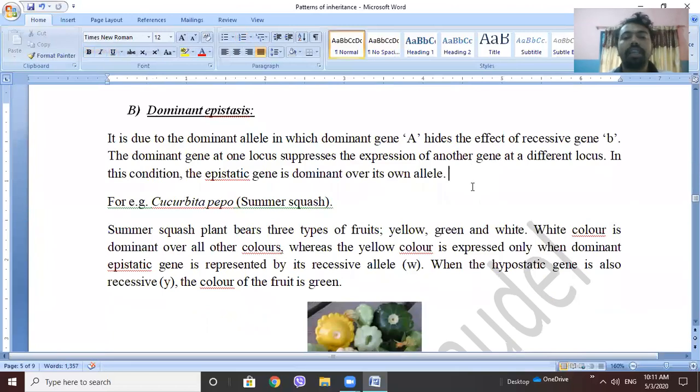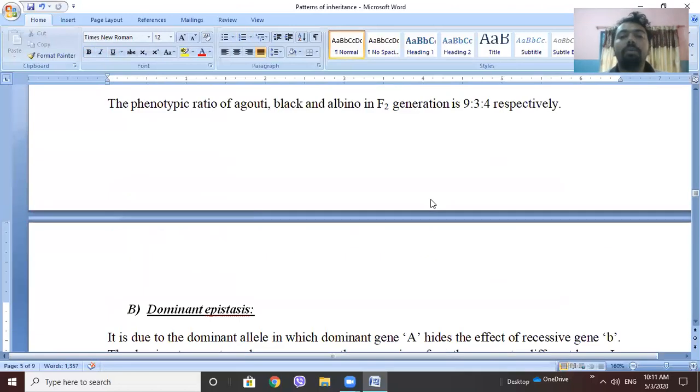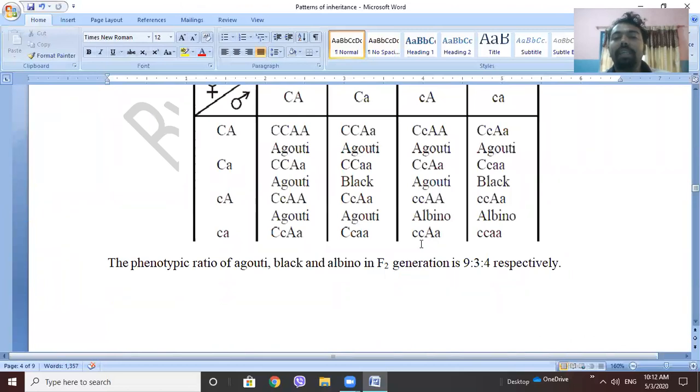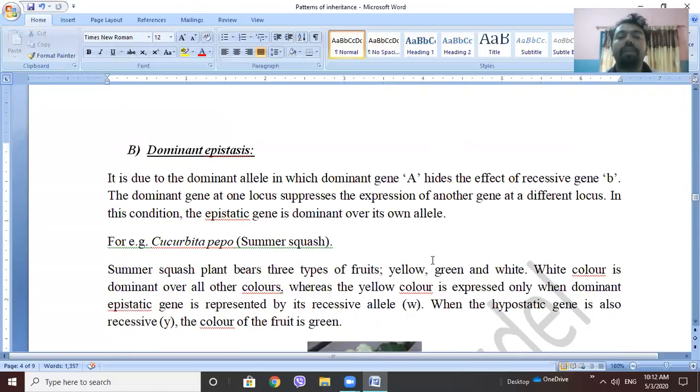So in dominant epistasis, the dominant allele suppresses the homozygous recessive condition. The dominant gene A, the recessive gene B, and the recessive gene B effect. A dominant gene at one locus can suppress the gene at another locus. And obviously the epistatic gene is dominant over this other allele.